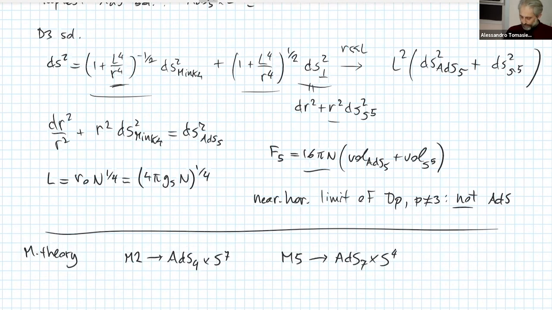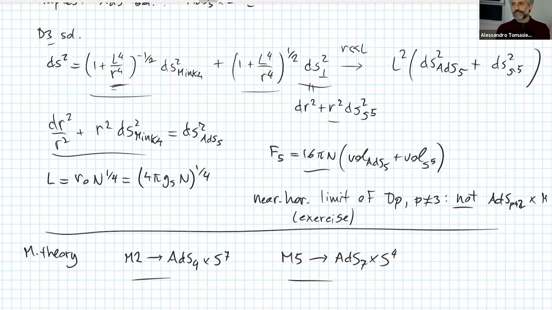So you might have imagined, by guessing from the D3 case, that you might get an AdS_{p+2} times a sphere. But this is not what happens. Exercise: check it, see what happens. Well, it's kind of obvious. Here there's a small miracle that was happening for us to reconstruct this, and it doesn't happen again. In M theory, it does.